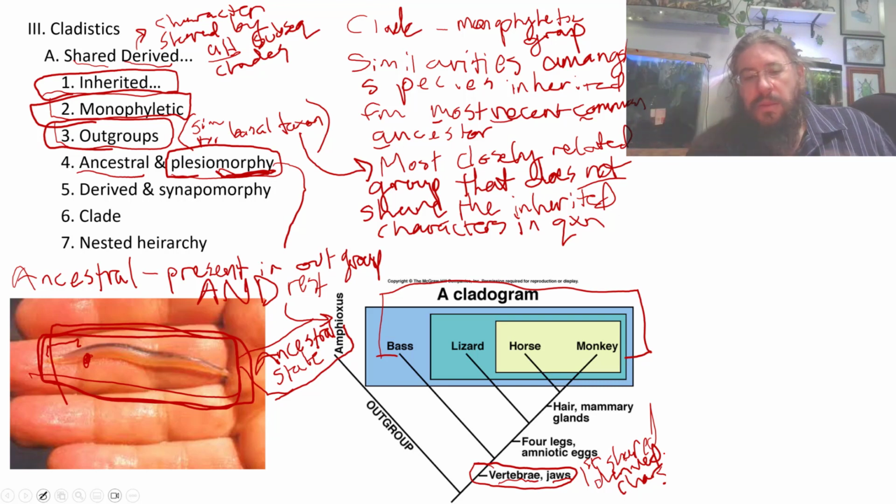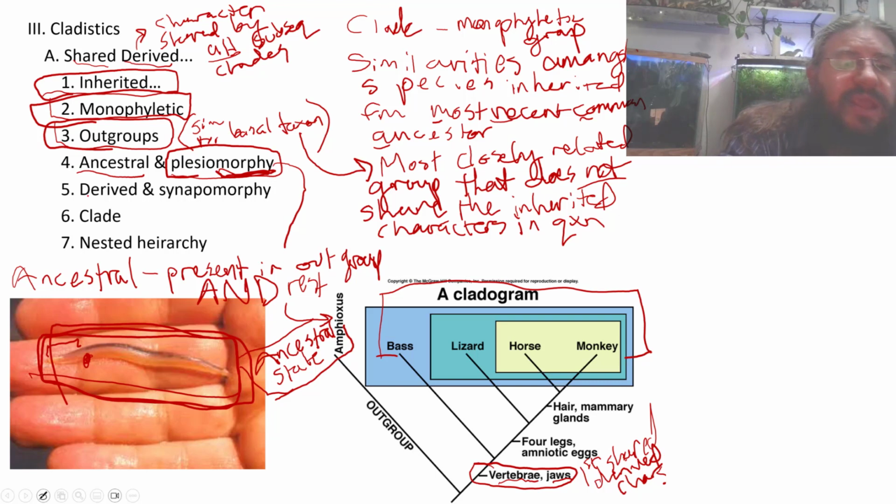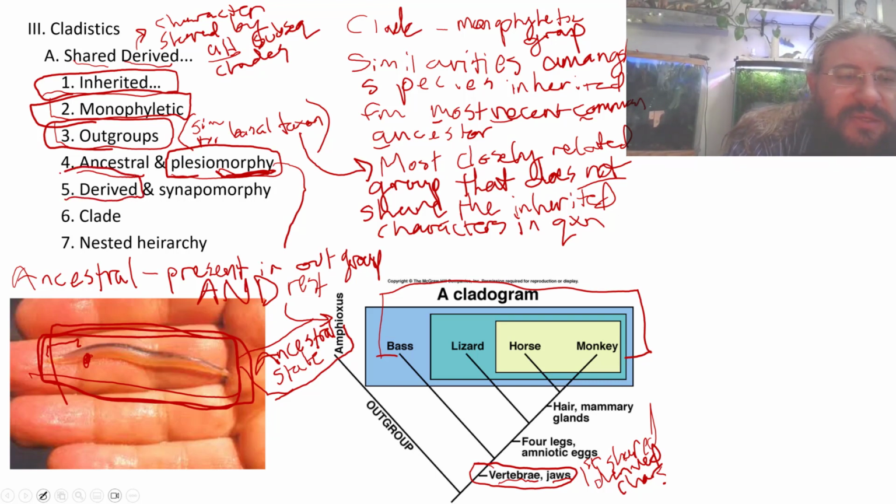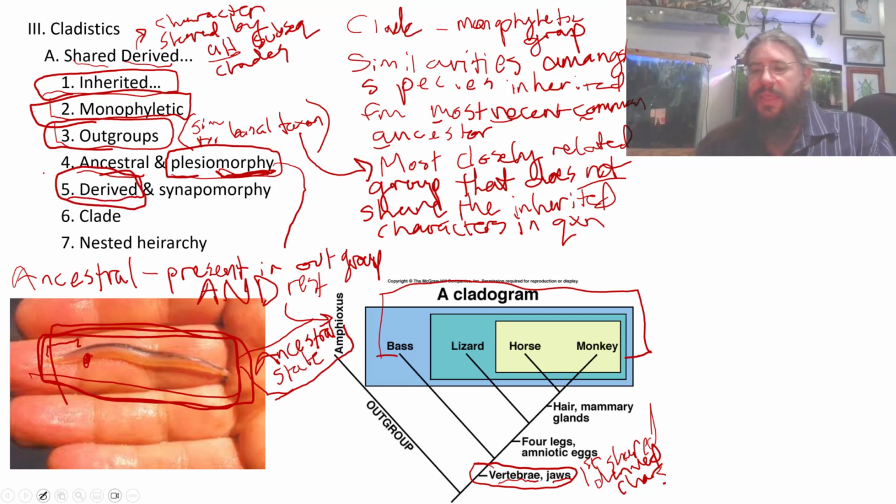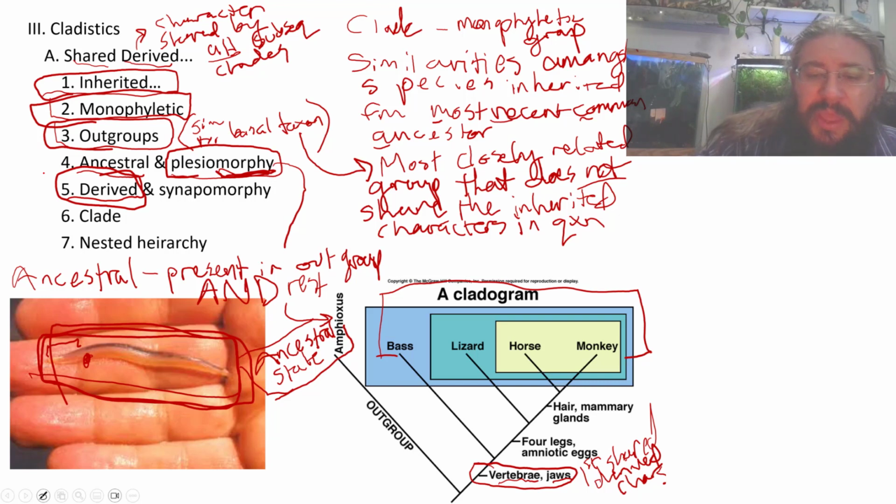What those shared derived characteristics are depends on what the cladogram is you're trying to make. So there you go. Now, that takes care of derived. It means that a derived character appears and everything after has it. Right? Lizards are derived from that organism that had vertebra and jaws. Right?